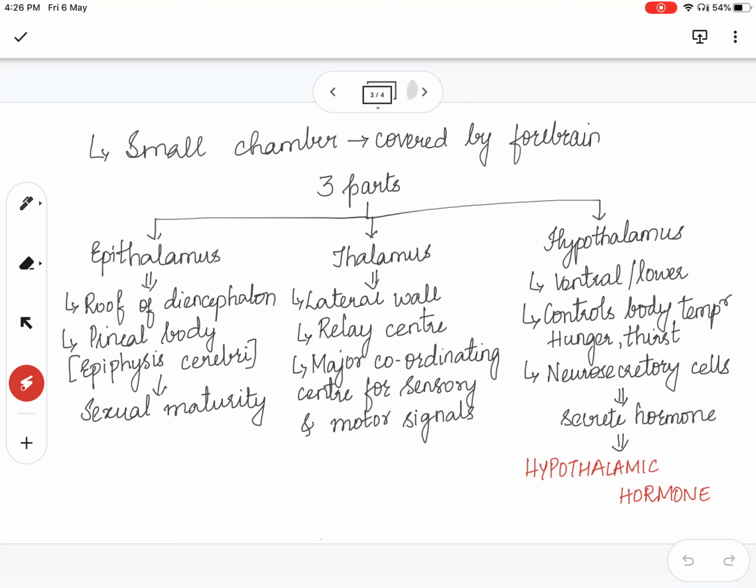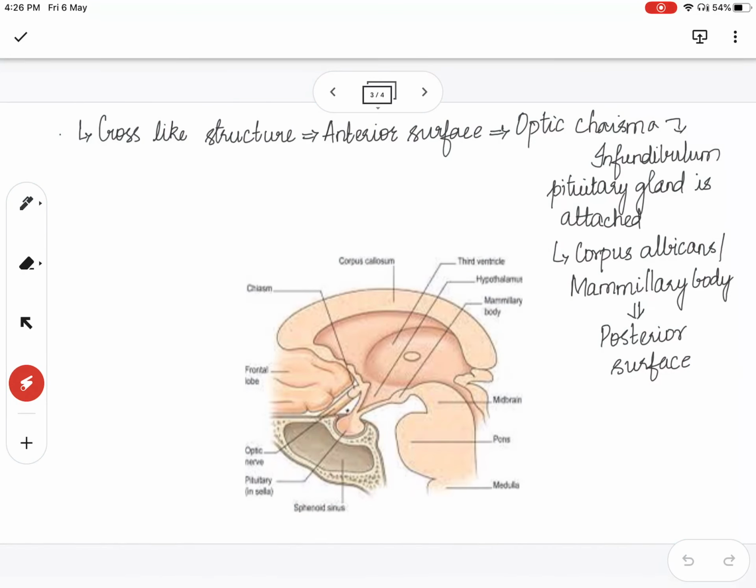Okay, then coming to the next one, over here itself. This is very, very important. Please do remember. On this hypothalamus region itself, there is a cross-like structure present on the anterior surface. That itself is called the optic chiasma. If you can see the labeling over here, this is the optic chiasma. So what did I just say? A cross-like structure is present, and that cross-like structure is called the optic chiasma.